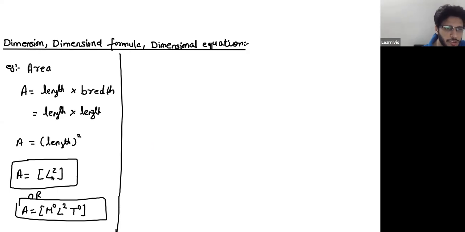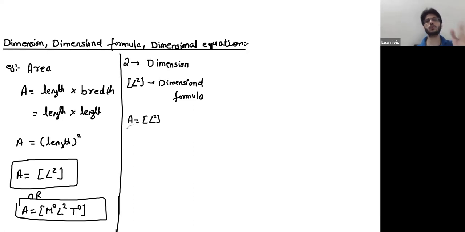Now this power of 2, this power of length that we are using, is the dimension. This L square, the fundamental quantity raised to its power, is known as the dimensional formula. Similarly, if I write A equal to L square, then this is an equation: derived quantity equal to dimensional formula. This is known as the dimensional equation.